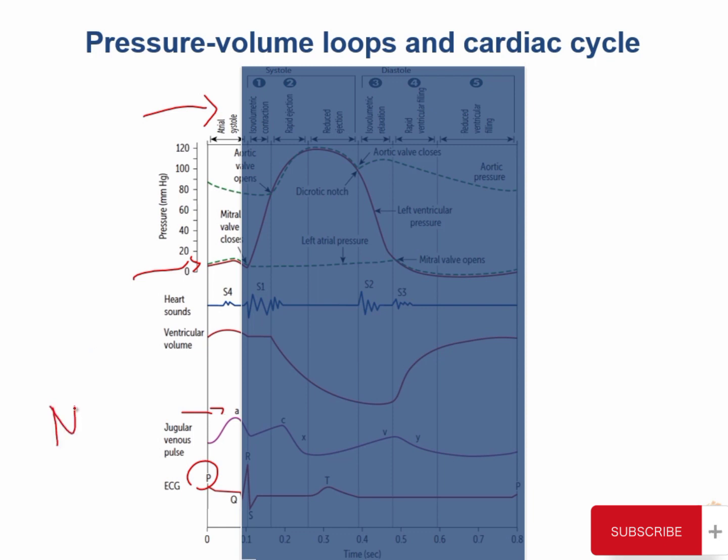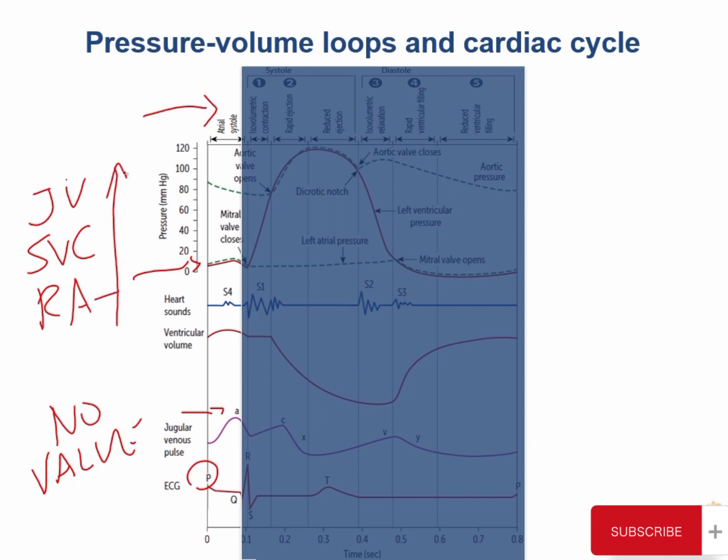Remember that there is no valve in between the right atrium, superior vena cava, and the jugular veins. So any pressure changes in the right atrium are going to be reflected all the way back to the jugular veins. Anytime your atria depolarize and contract, there's going to be an increase in pressure that is transmitted all the way back to the superior vena cava and then the jugular veins. So this is represented by the A wave. I like to think about A as atrial contraction, which you can see in the jugular venous pulse tracing.